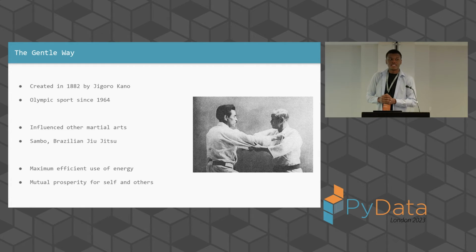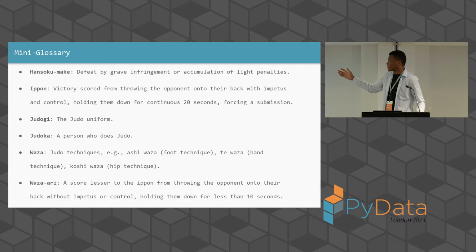Judo has also influenced other martial arts, for example, Russian Sambo and Brazilian Jiu-Jitsu. Both sports are quite similar, except Judo, in comparison to Jiu-Jitsu, is much more standing. You stand a lot more compared to Jiu-Jitsu, where you go to the ground more. So, just a brief history.